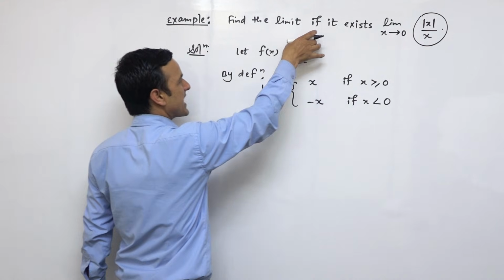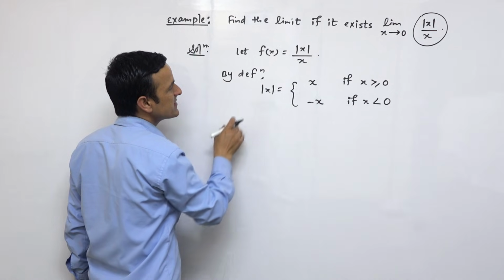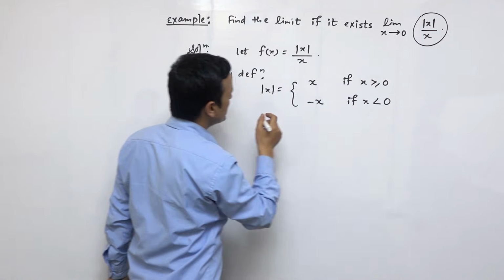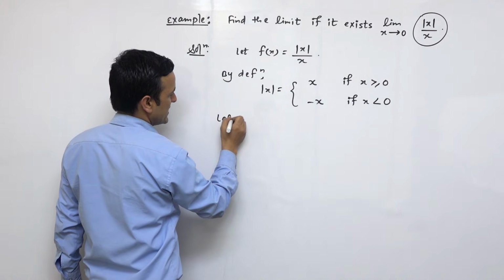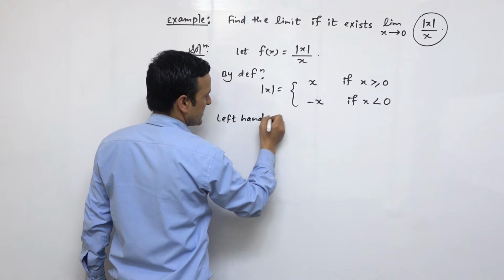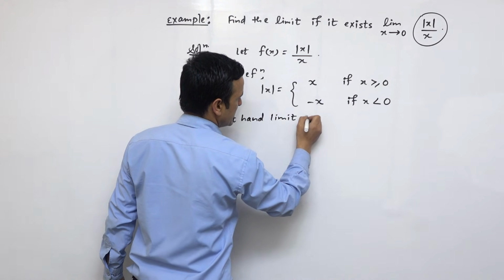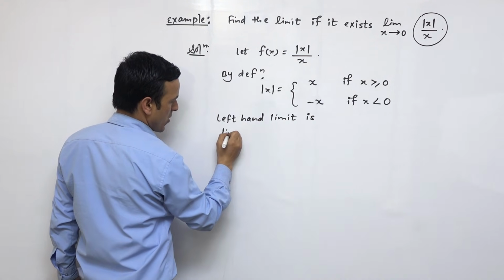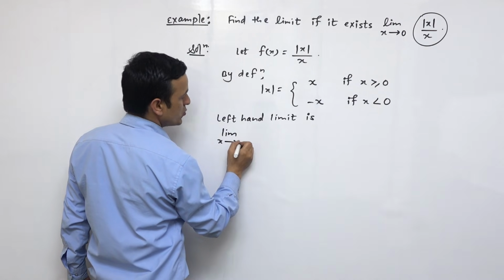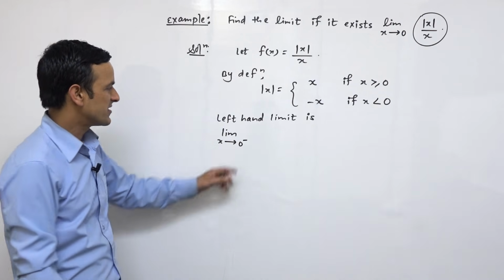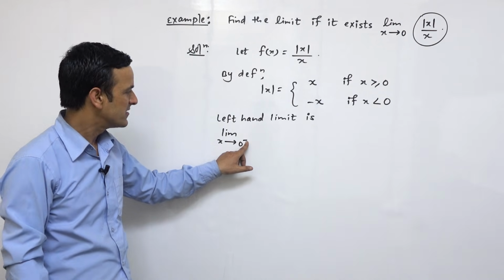So in this way we can substitute this modulus and find the limit. First of all, let's see the left hand limit, which is limit x tends to 0 minus. This is the sign of left hand.